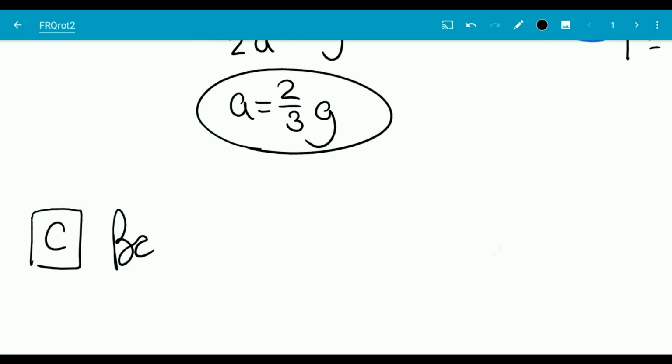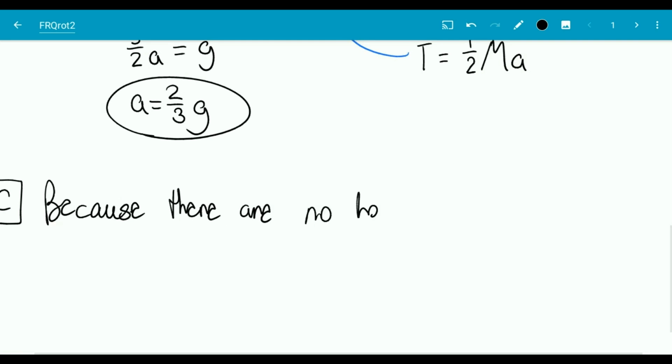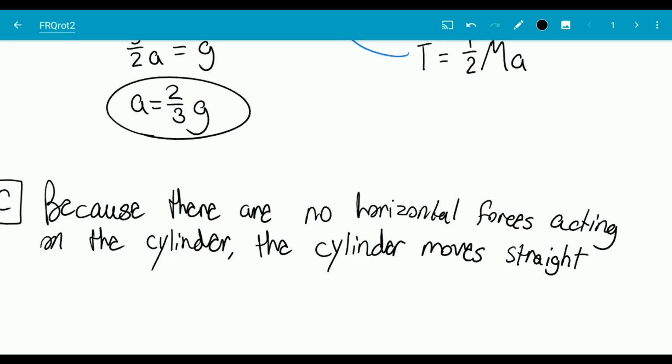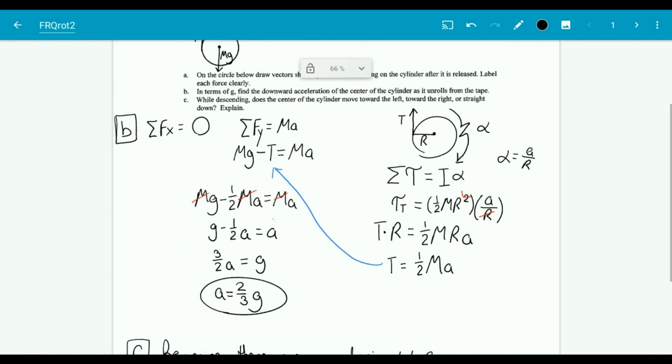So because there are no horizontal forces acting on the cylinder, the cylinder moves straight down. And that's a very simple, concise way of putting it. And so that answers our question to part C. It does not move to the left, not to the right, it just moves straight down.